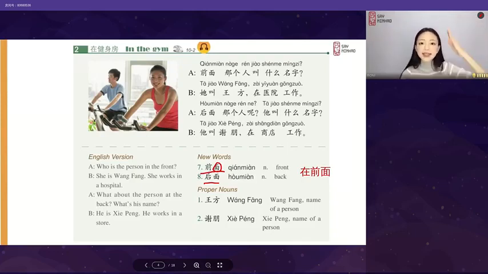Next one is Xie Peng. Read out to me, please. Xie Peng. So try to guess which one is the last name. It is Xie. Xie is the last name and Peng is the first name. Okay, very good. Now let's try to read from the start each for twice. Okay, 3, 2, 1. 前面, 前面. 后面, 后面.